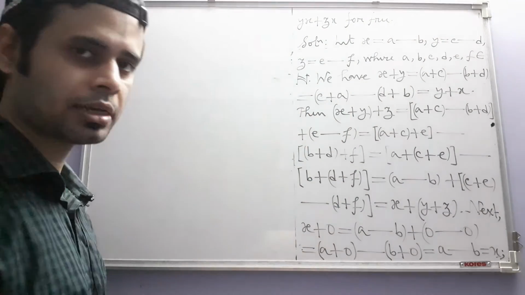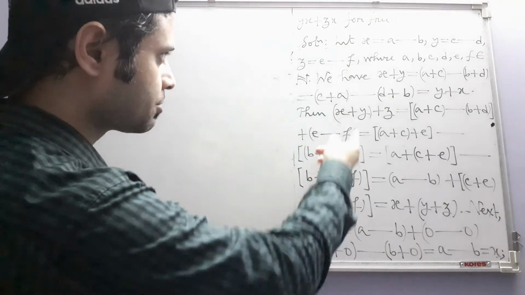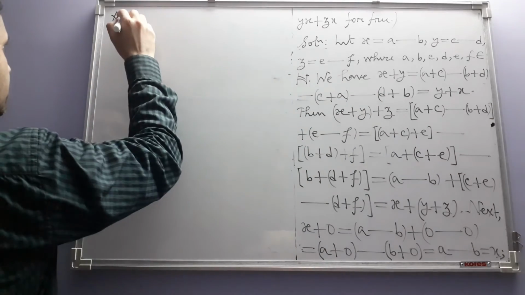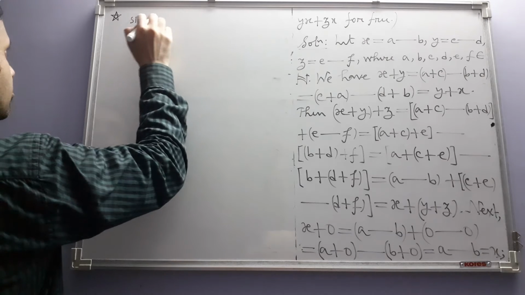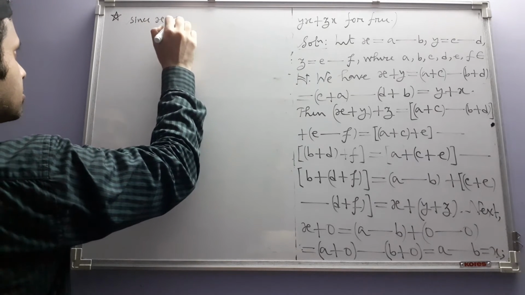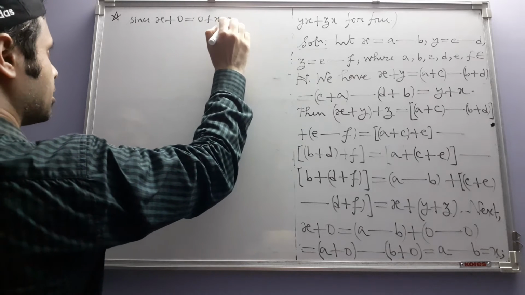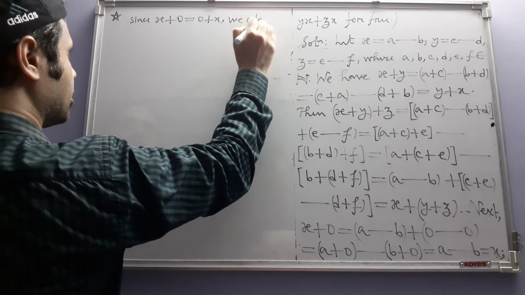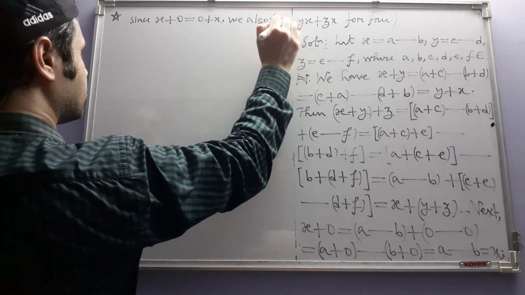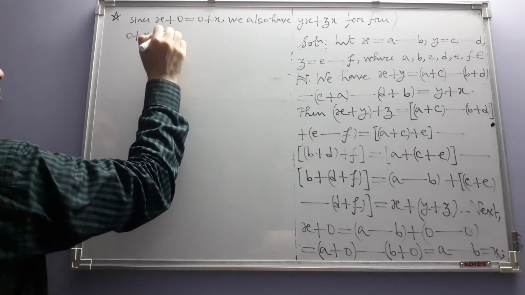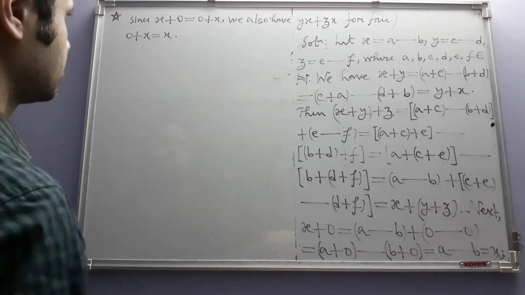But there is one more thing we need to mention: x plus 0 is equal to 0 plus x, because we have already proved that addition is commutative. Since x plus 0 is equal to 0 plus x, we also have 0 plus x equal to x.